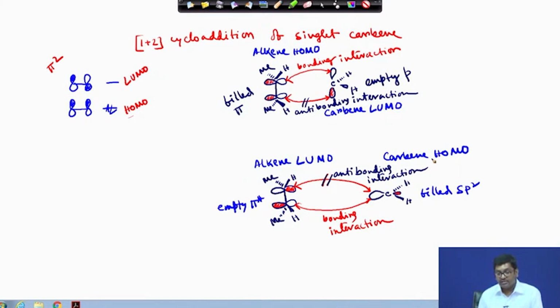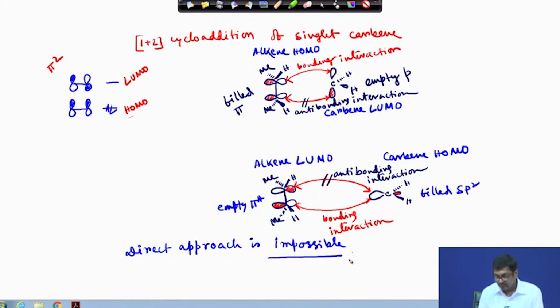type of cycloadditions with singlet carbene. So, here we can mention that direct approach for this singlet carbene is impossible, because if we see that this is giving some anti-bonding interaction through this direct approach. Okay. So, this is not possible, but the reactions are happening. So, how these reactions are actually working, that we will see now.